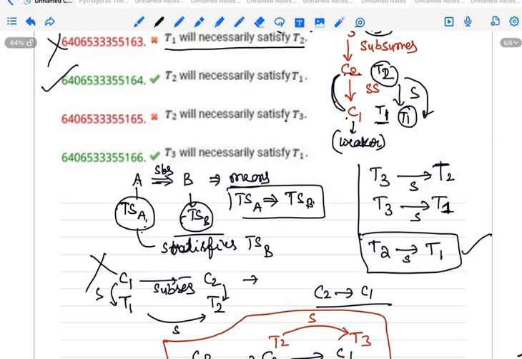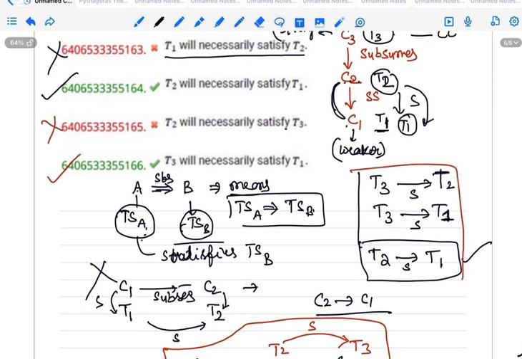So option C is wrong, option D is right. T3 will necessarily satisfy T1. These two are also correct.